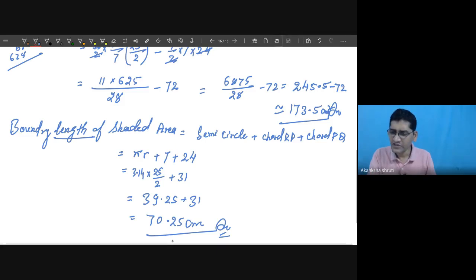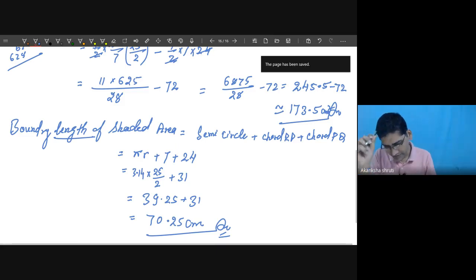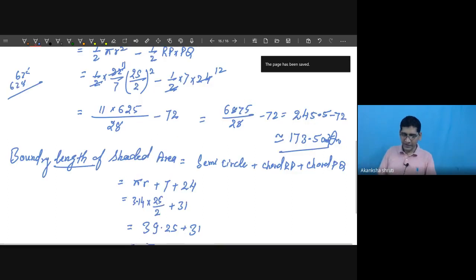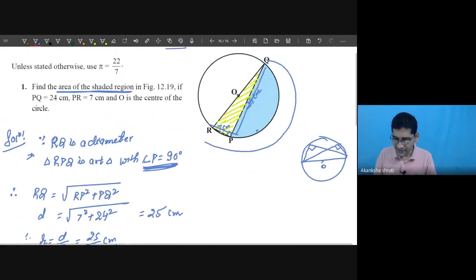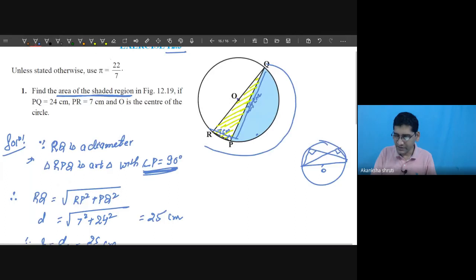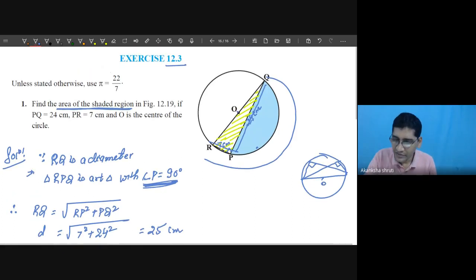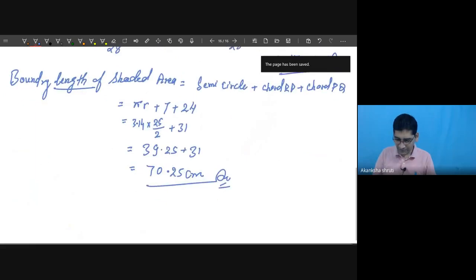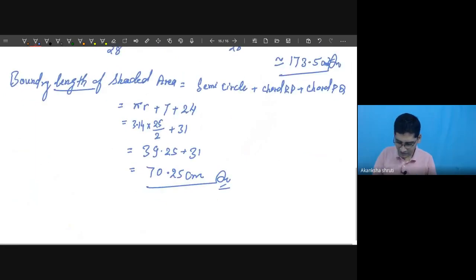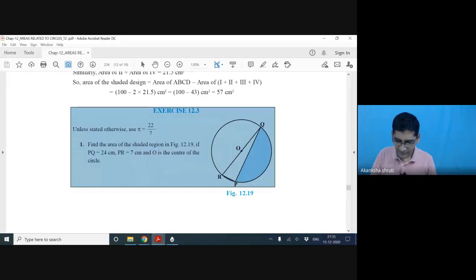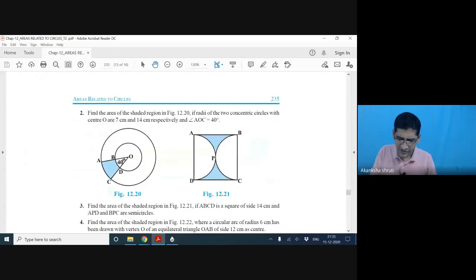Okay, students, so this way you have to do the calculation. Calculations are very simple. But what are the concepts involved? Like here in this question, the concept was hidden, that this triangle is making 90 degree at the boundary. Okay, student, any doubt then please ask, otherwise I will go on to the next question. No doubt? Let us go to the next question.